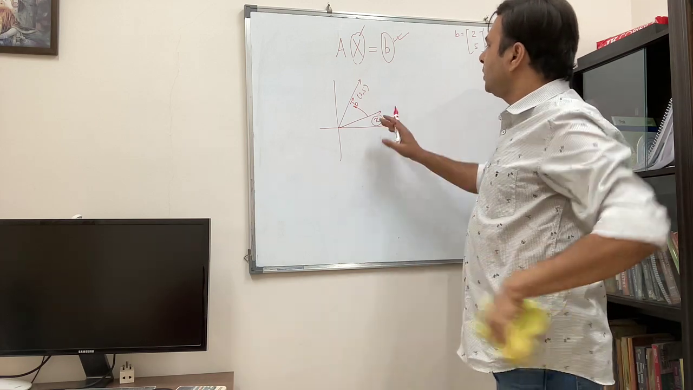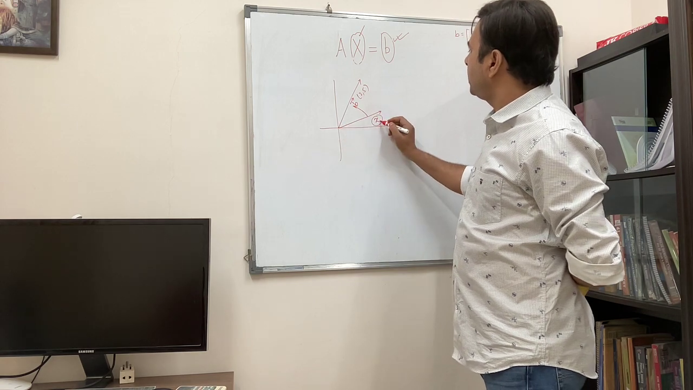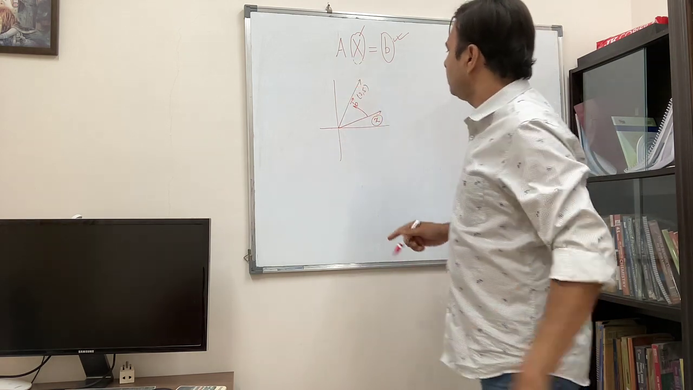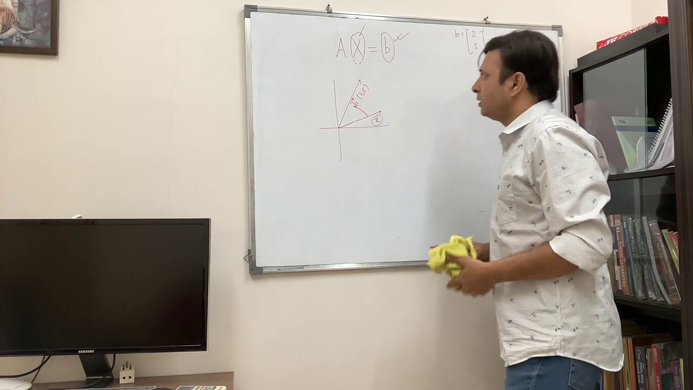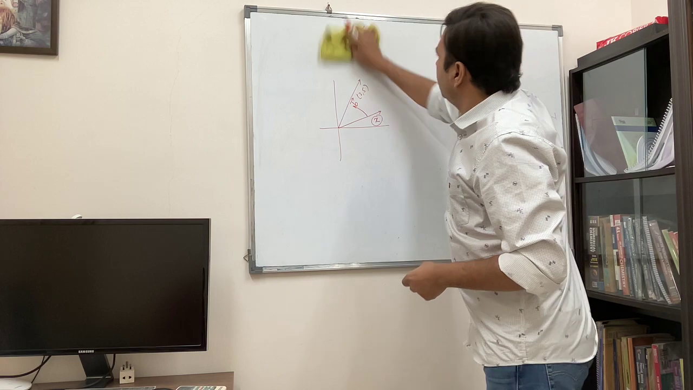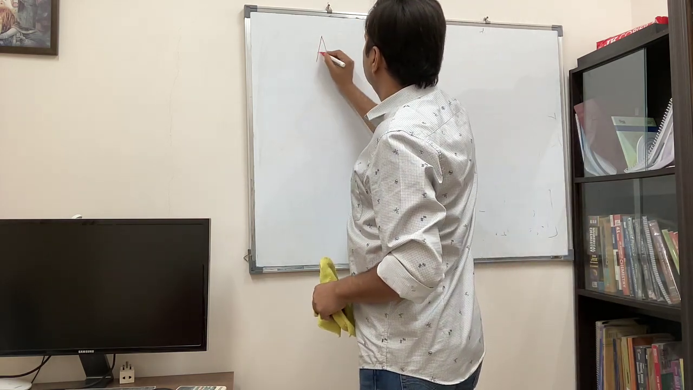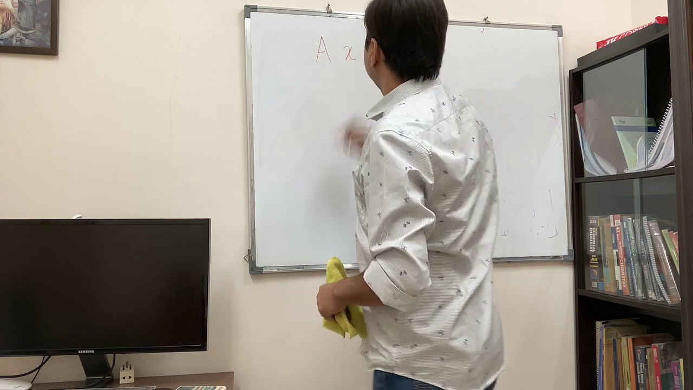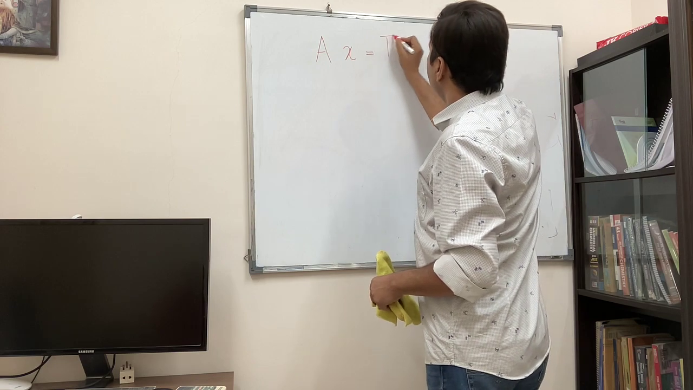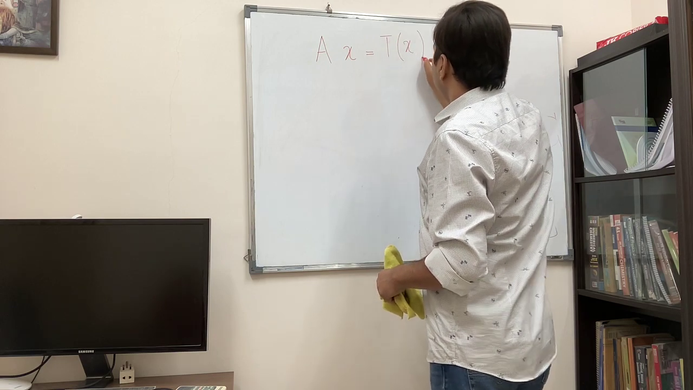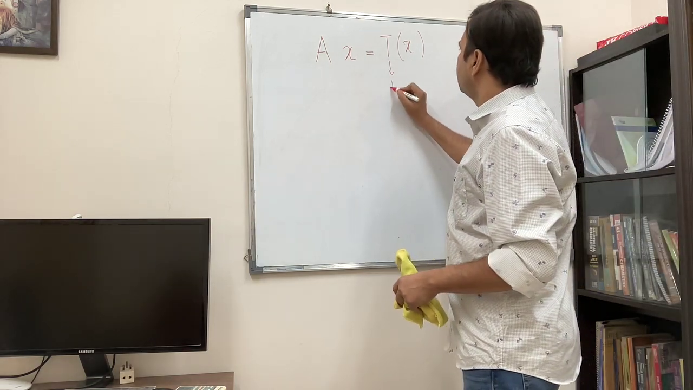So I want you to keep this picture from now in mind, that any matrix, when it operates on a vector, it does some transformation to the vector. It takes the vector and creates another vector out of it, right? So you can always think that when a matrix A operates on a vector x, it gives me a new vector, and that new vector is nothing but some kind of transformation of x. So by this T, I mean transformation. So it transforms x in some way.